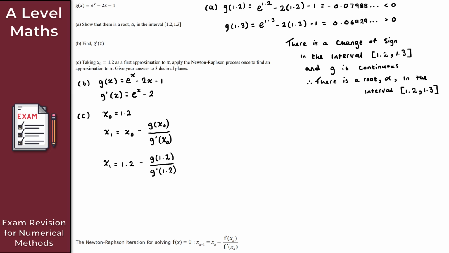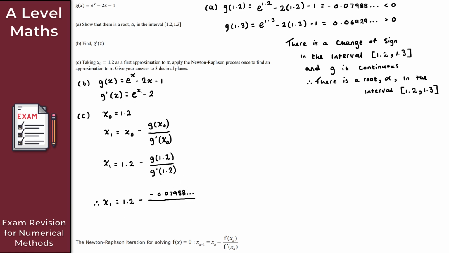Now don't forget, we have already evaluated g of 1.2. We did that in part A. So in that case, x1 is nice and straightforward. x1 is equal to 1.2 minus, so g of 1.2 is minus 0.07988, so on and so on. Let's just write this down in full here. So minus 0.07988, so on and so on. And that's all over g prime of 1.2.